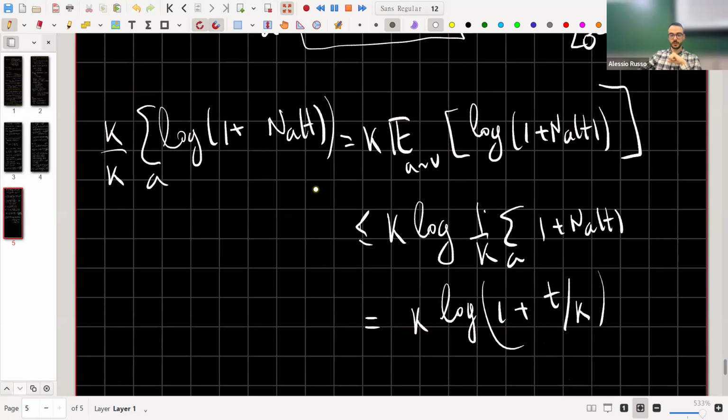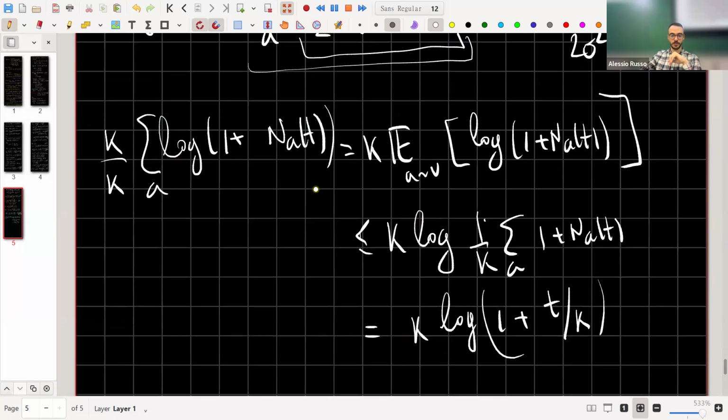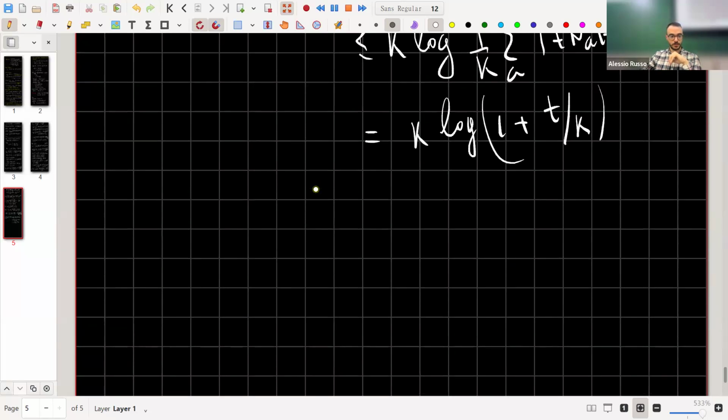So this is an upper bound. With the minus sign, it will become a lower bound of this quantity. Regarding this other term, if we manage to get rid of Na divided by 1 plus Nat, then we are left with the sum over a of our KL divergence, basically. So what we are going to show now is that n squared divided by 1 plus n is bigger than n over 2.